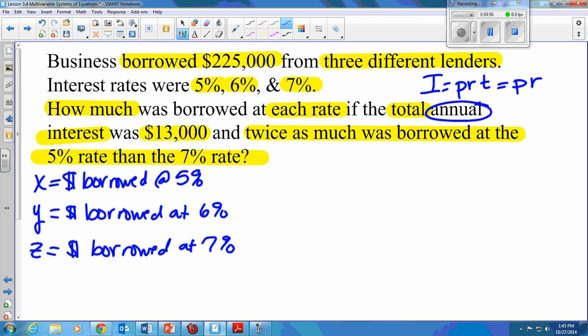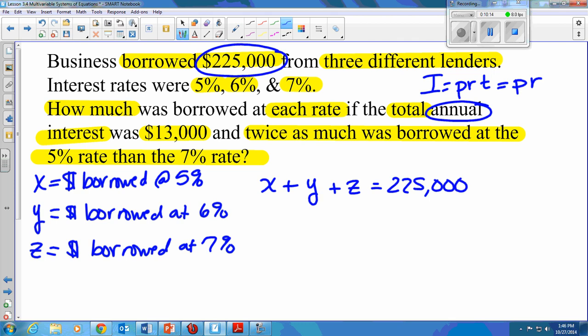So my first equation is how much did I borrow? The amount I borrowed at 5% plus the amount borrowed at 6% plus the amount borrowed at 7% will be the total amount borrowed. There's my first equation. If I have three variables, how many equations will I have? Three.